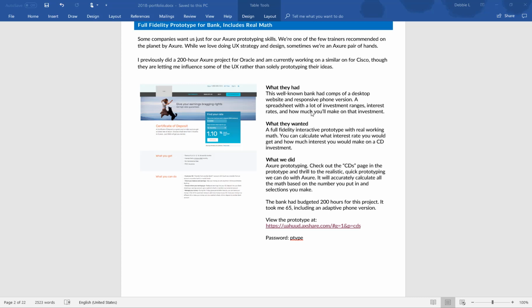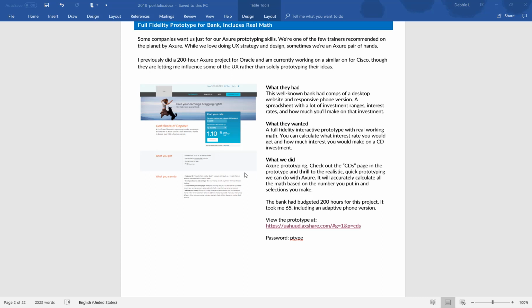We're one of the few people on the planet recommended by Axure as an Axure trainer. So that is our software for flowcharts, wireframes, and clickable interactive prototypes. I've done lots of that stuff, and my team has done lots of that stuff for various clients. We do it for Oracle and Cisco, and we do it for small startups who want to see some of their ideas come to life before a programmer writes a line of code.